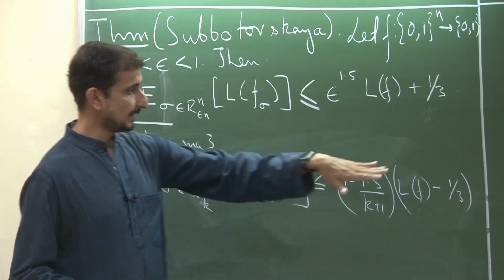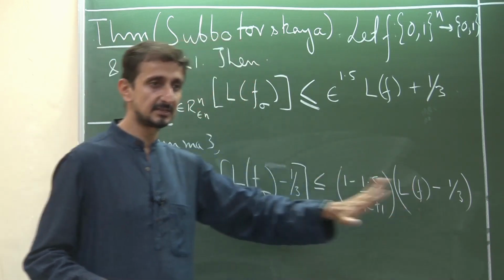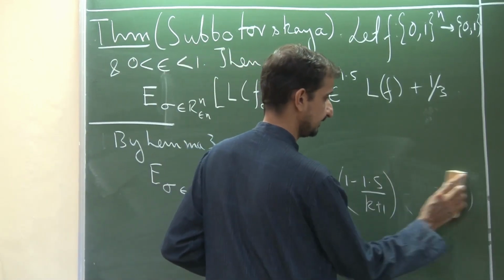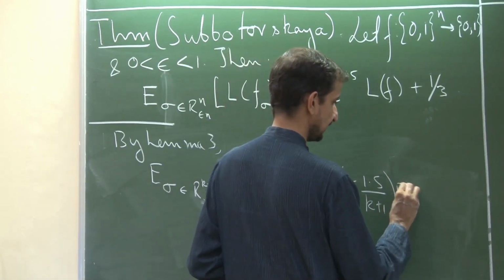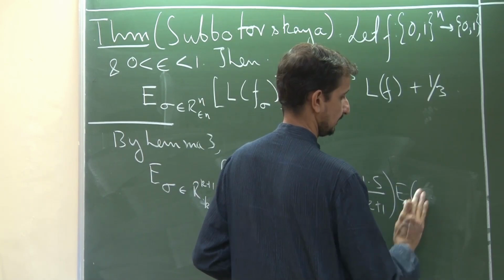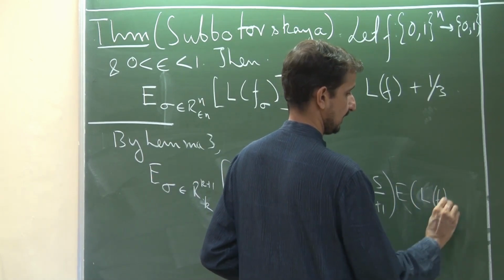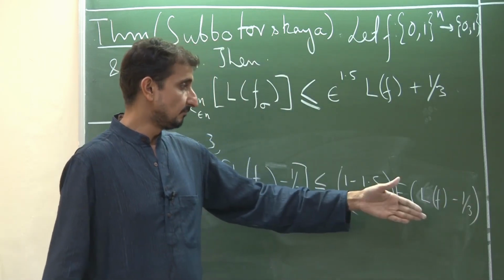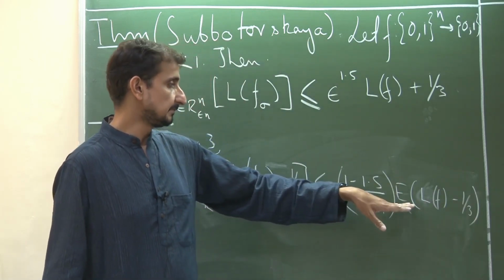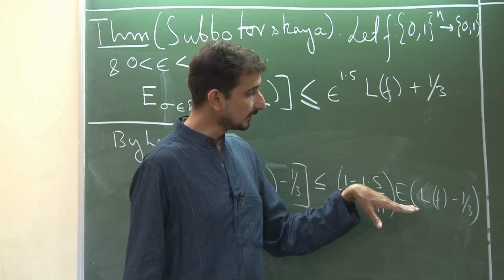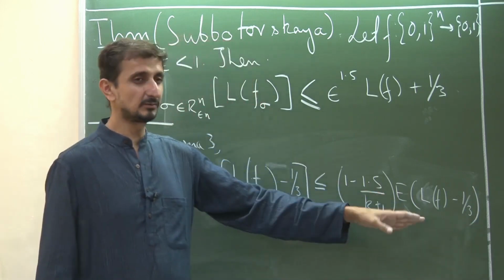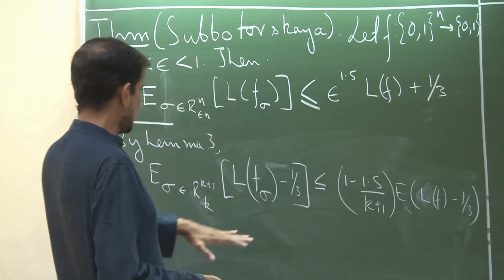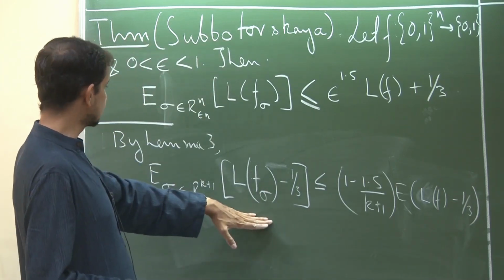Then by lemma 3 we have this observation. This is a direct application of lemma 3, and I can also write an expectation term over here. I can write this as E of L of f minus 1/3. There is no probability over here, so this is kind of like the same value. Okay, and now if I do this, how many times?